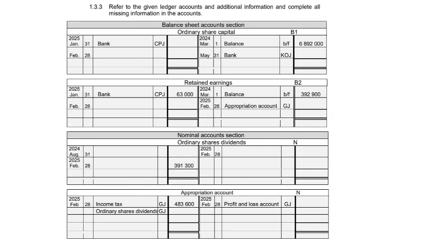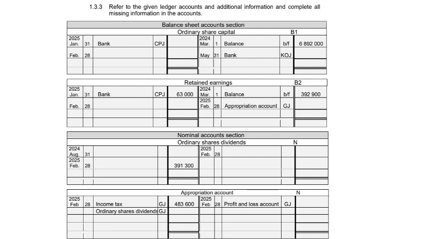1.3.3. Refer to the given ledger accounts and additional information and complete all the missing information in the accounts. So the first account we need to complete is the ordinary share capital account. If we go to the additional information, number 1, ordinary share capital. The company has authorized share capital of 1.2 million shares. 70% of the authorized shares are already in issue on 1 March 2024. So our issued share capital would be 1.2 million shares times 70% to give us 840,000 shares. A further 160,000 shares are issued on 30 May 2024 at a price of R8.80 per share.